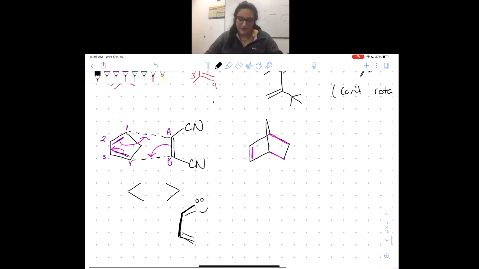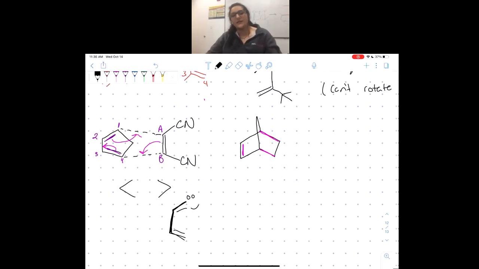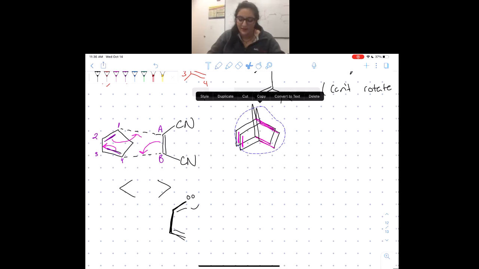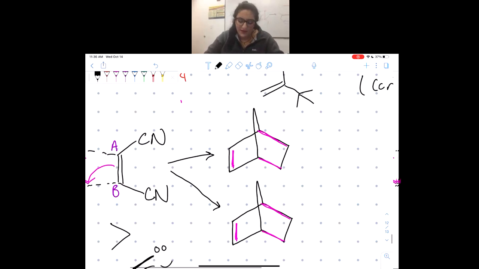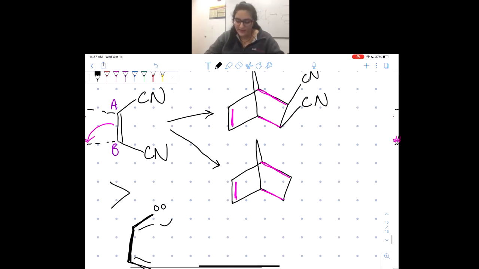You're very welcome. So as I mentioned, the exo and endo product, we're going to have to figure out which one we have in this case. So I'm going to go ahead and duplicate this. So if both groups are pointing up, it would be like this. If they're both pointing down, it would be like this.